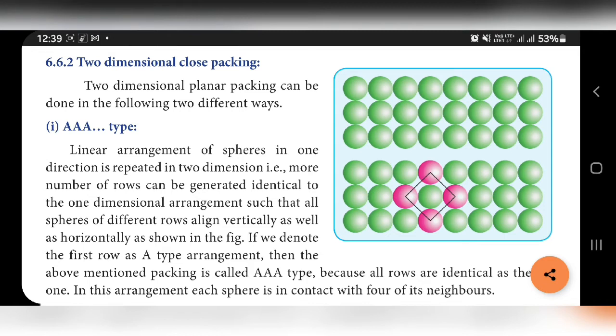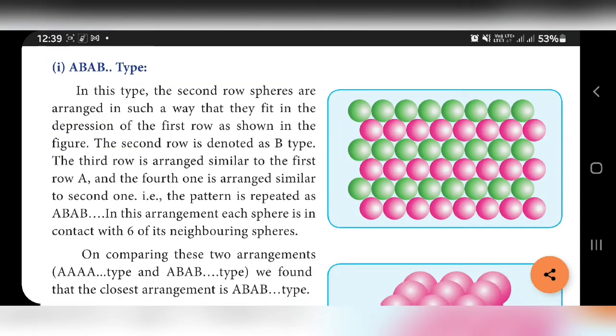Each sphere, take this sphere, is touched by four spheres, 1, 2, 3, 4. So each sphere is in contact with four of its neighbors. Actually, this is one of the book back questions. Next one is AB type.